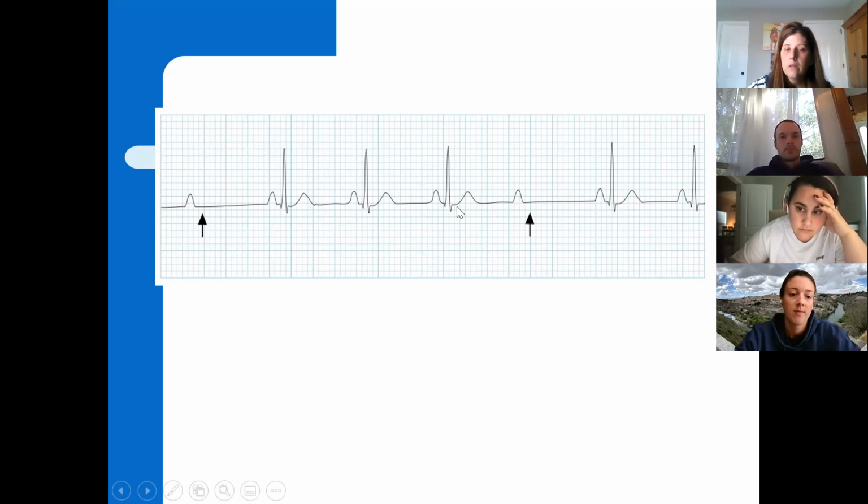But I have a question. So how does this make it different from the first one? Is it because there's more than one drop in the QRS complex? That's what makes it? Well, you'd have to measure out your PR intervals. Mm-hmm. And our PR intervals are going to be perfectly normal. Okay. Okay.